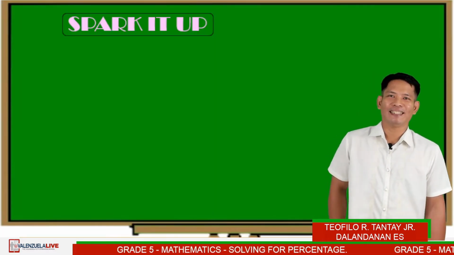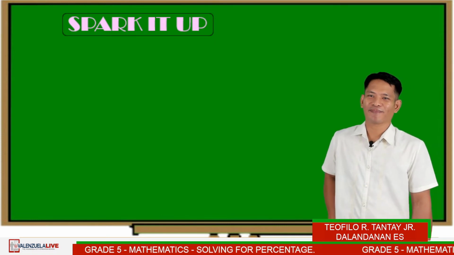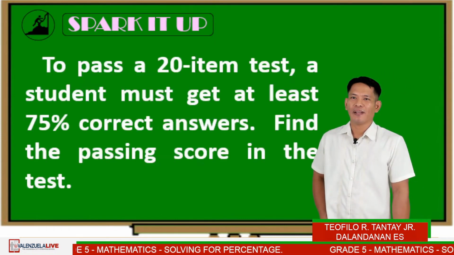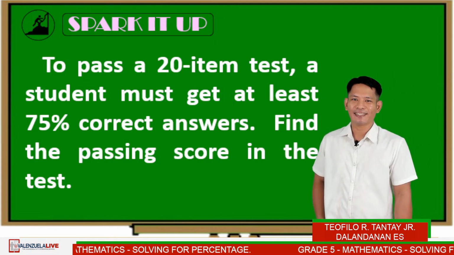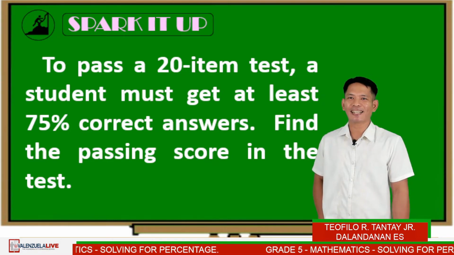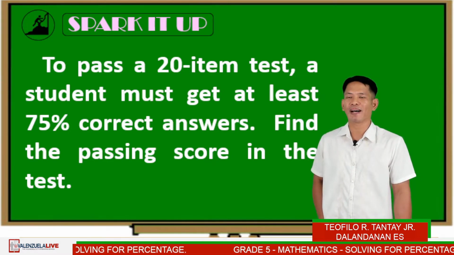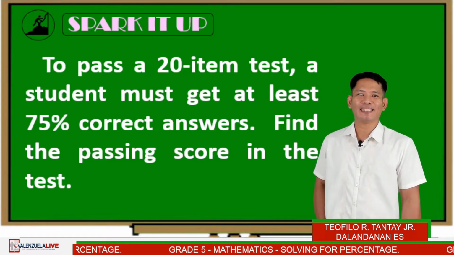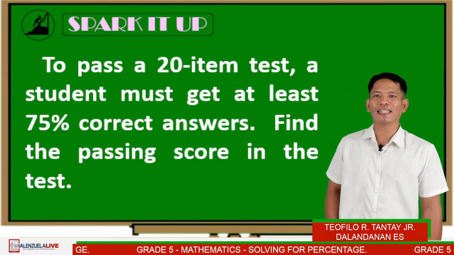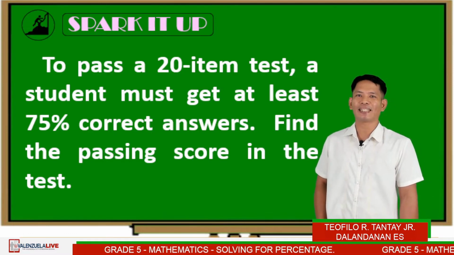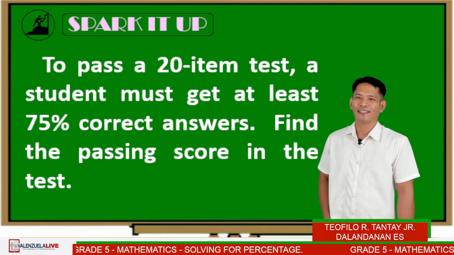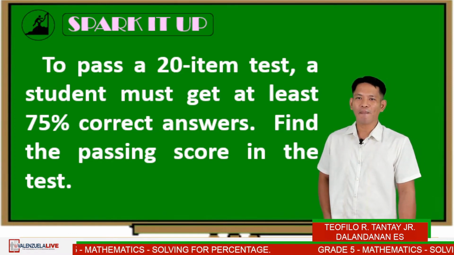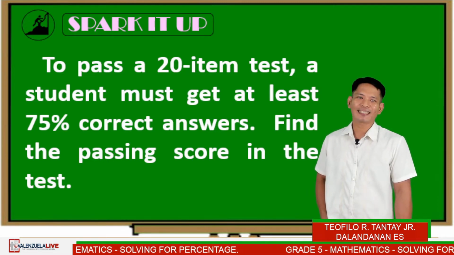Okay, let's continue. Every quarter, an assessment test is being conducted to pupils like you, grade 5 pupils. And to pass a 20-item test, a student must get at least 75% correct answers. Find the passing score in the test.